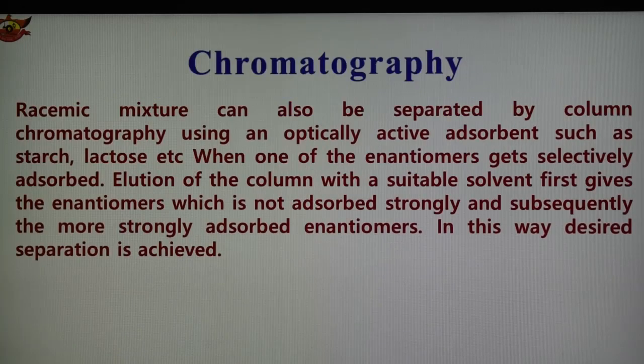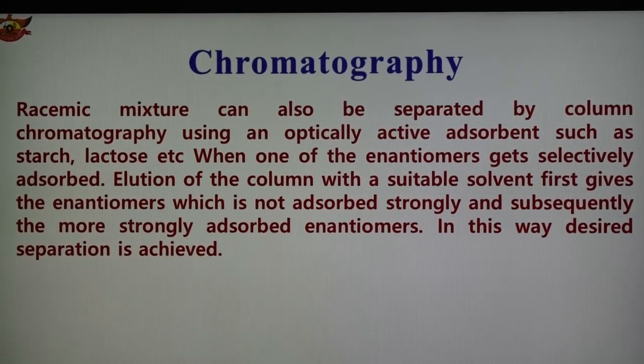And the last method, used for the separation of a racemic mixture, is chromatography. As we know, a racemic mixture is also separated by column chromatography. This method uses an optically active adsorbent such as starch or lactose. So for column chromatography, we have to use an active adsorbent, and the adsorbent is starch or lactose.